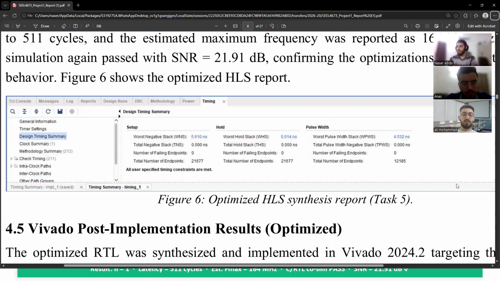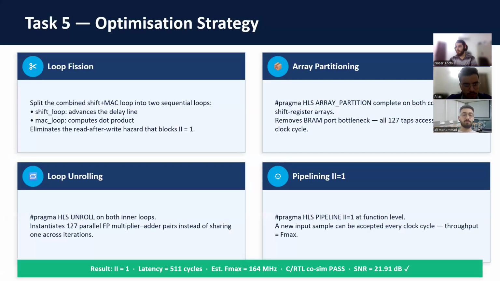So as you can see here, figure 6 shows the result. The initiation interval dropped from 33,000 to 1, and latency from 33,000 cycles down to 511. The SNR is unchanged at 21.91. Back to the slides, please, slide 8.